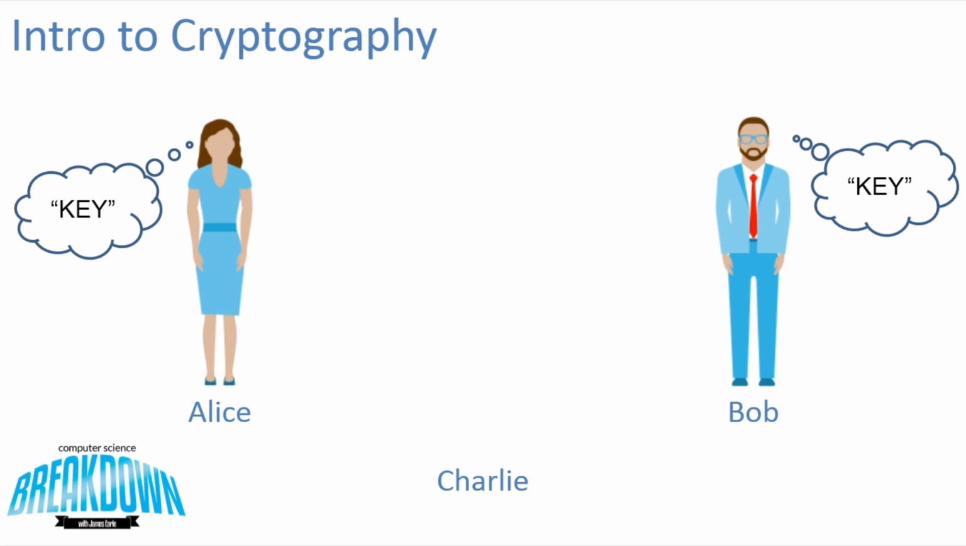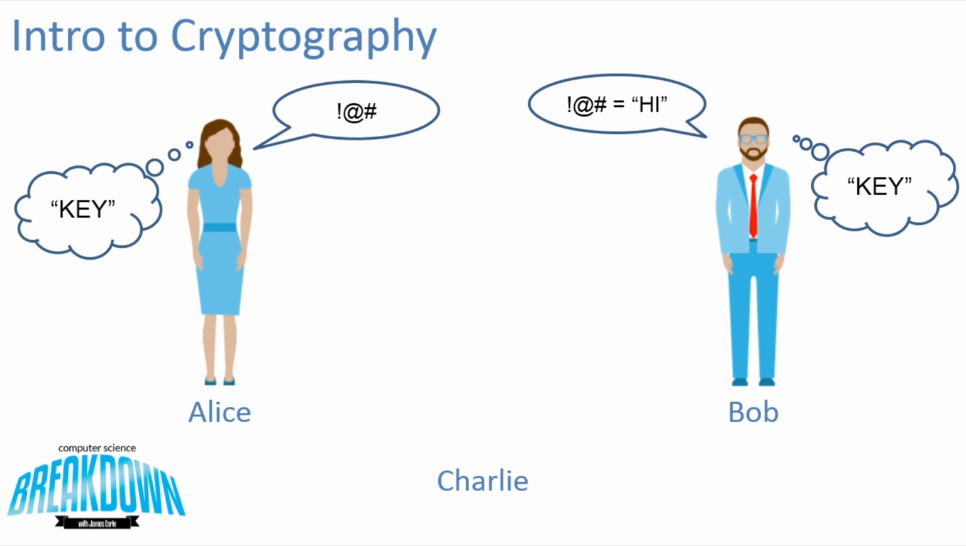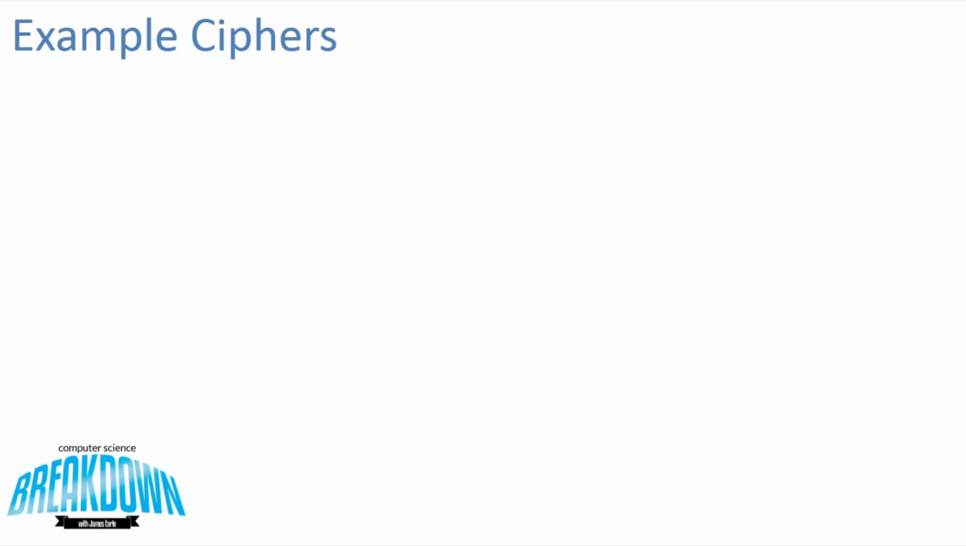So Alice and Bob are both able to agree on a key prior to their communication, so that Alice can send Bob a meaningless message, and using that key, Bob can translate it to understand the real meaning. But the listener, Charlie, without knowing the key, is not going to be able to translate the message and understand what they're talking about. So let's go over an example of a fairly simple cipher that uses this sort of methodology, but we're going to talk about why it's actually a bad cipher and how easy it is to crack.